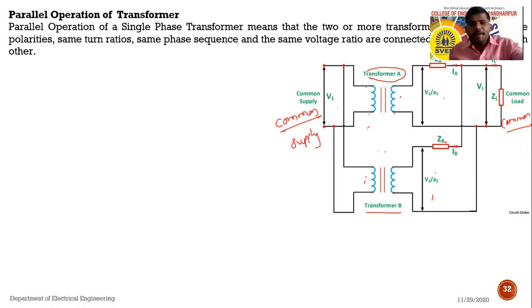Yes, sir. Okay. Now see, there are some conditions to operate two or more than two transformers in parallel. That means there are some conditions while operating two or more than two transformers in parallel. So these are the necessary and sufficient conditions. If these conditions are satisfied, then and only then are we able to apply two or more than two transformers in parallel. Right? So some necessary and sufficient conditions are there. If these conditions are satisfied, only then can we put transformers in parallel. Getting? Some conditions I will write here.